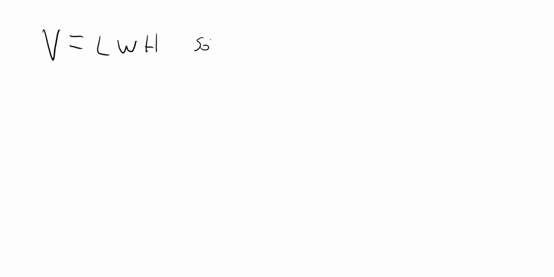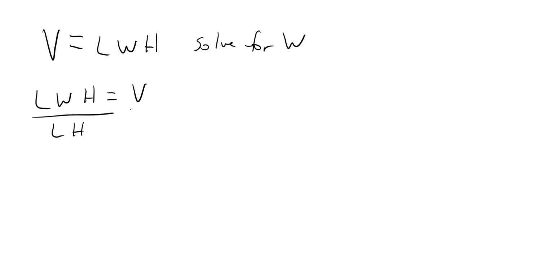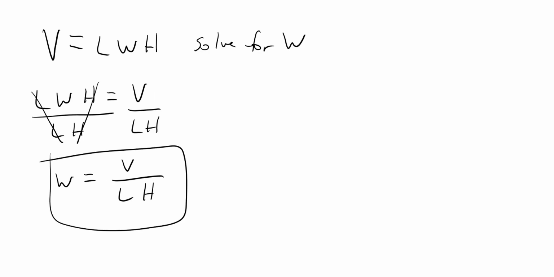And I want to solve for the width, W. So first thing you do, switch around, LWH equals V. This is all multiplication here. So how do you get rid of that? You divide both sides. I'm solving for W, so I divide by L and H. L times H. Divide by L times H. So this cancels, and W equals V over LH. Okay, not bad.